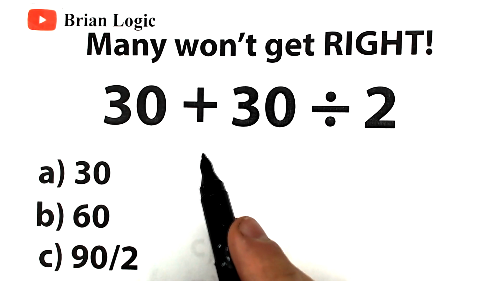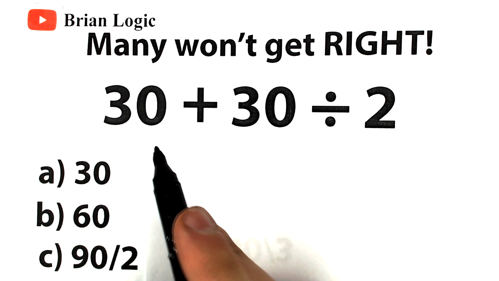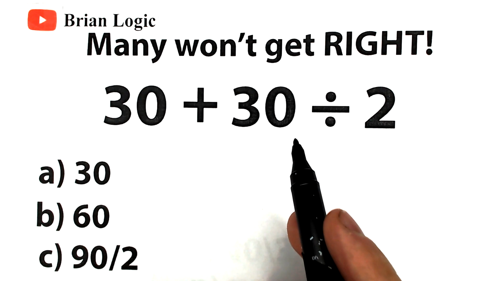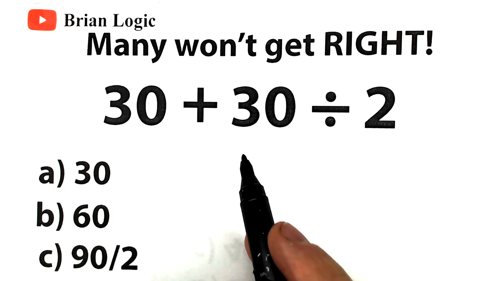Let's go and figure out this super simple math problem. So we have 30 plus 30 divided by 2. Seems pretty basic, seems pretty easy, however many people are going to get this problem incorrect.